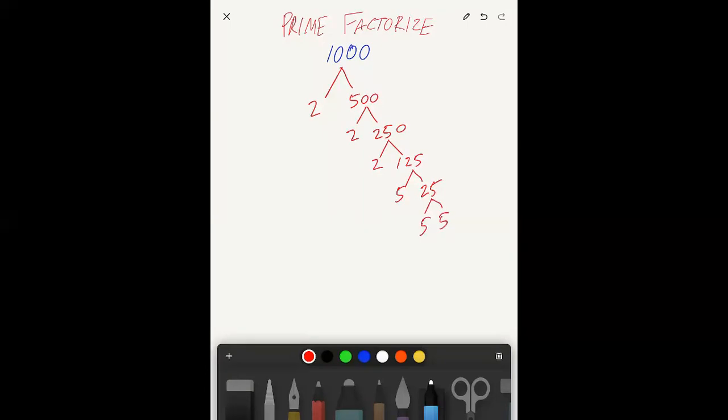So the prime factorization of 1,000 would be 2 to the third power, since we have 1, 2, 3 2s, times 5 to the third power, since we have 1, 2, 3. So this prime factorization tree is very useful, as you can see.